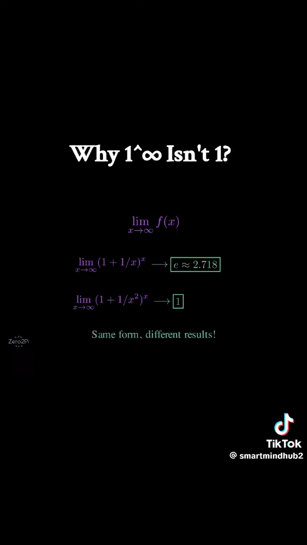Imagine we take a function like these two. As x gets bigger and bigger, the base is getting closer to 1, and the exponent is growing toward infinity. So this looks like it's becoming 1 to the power of infinity. But guess what? In the first function, the limit equals e, which is about 2.718. In the second function, the limit is just 1. Same form, totally different results.